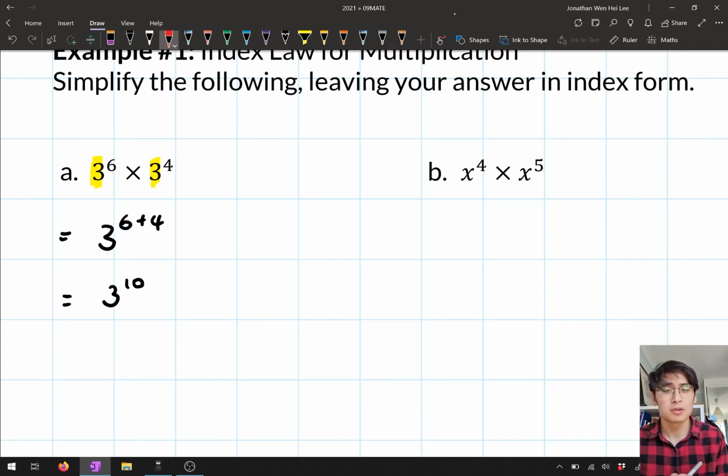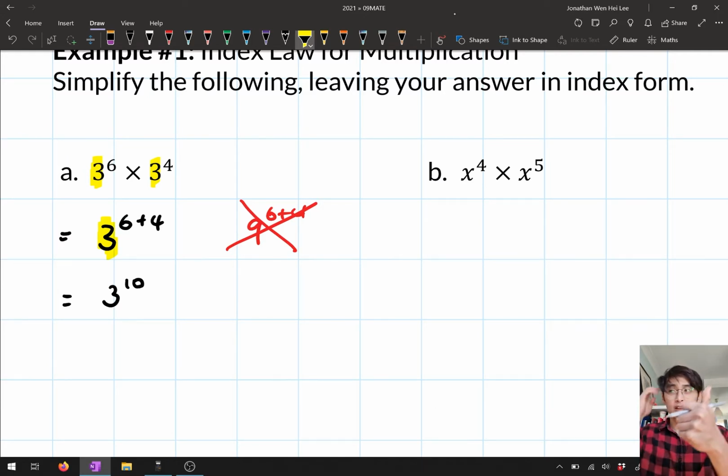Because we see those, you might be tempted to go, okay, I'm going to multiply the 3 and the 3. And so this becomes 9 to the power 6 plus 4. We don't do that. We want to make sure that the base stays the same. So firstly, we check that the bases are the same. And then we go, okay, we add the powers together. We don't do anything to the base. Okay, let's have a look at the next one.